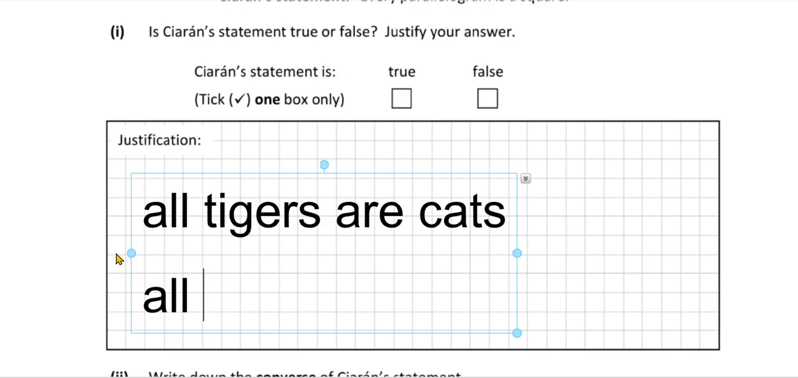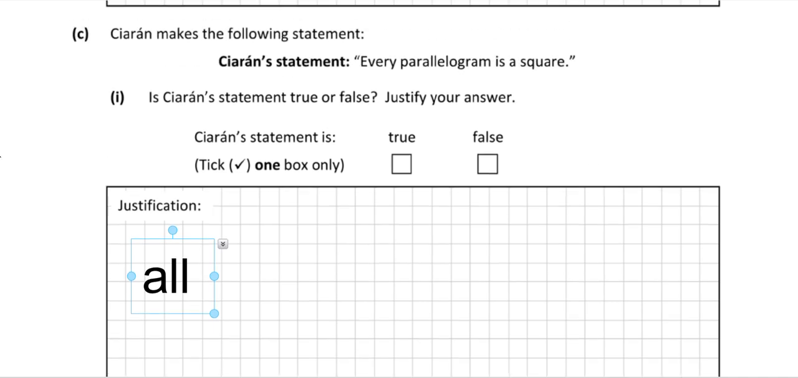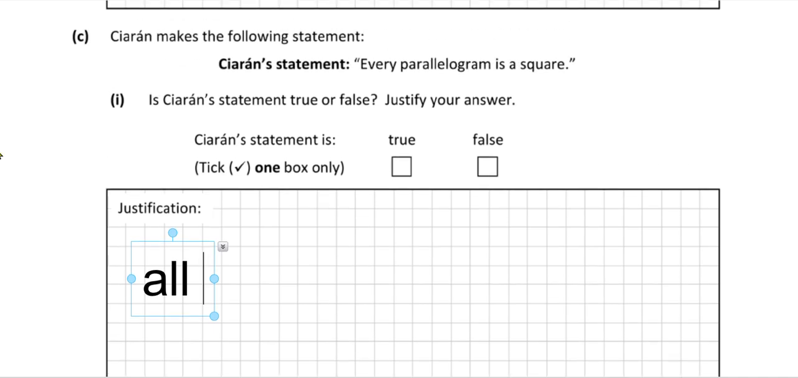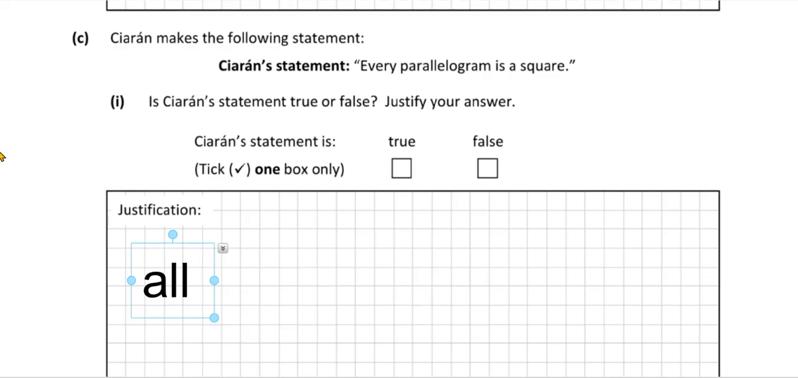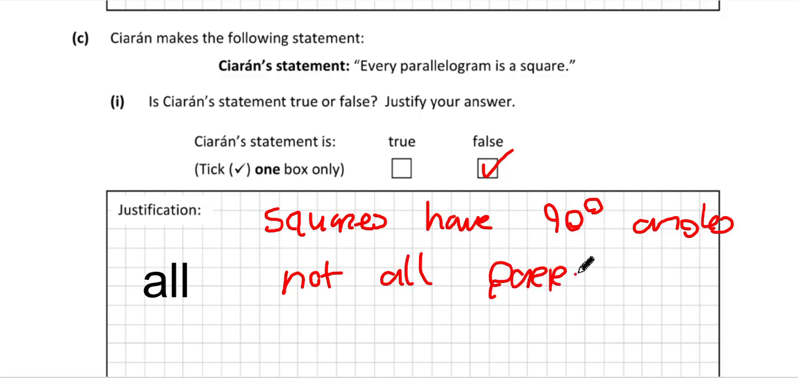So here's what I'm going to say now. What did he say? Every parallelogram is a square. Well, that's false, because squares have 90 degree angles. Not all parallelograms have. So you say not all parallelograms. I probably spelled parallelogram wrong. Not all parallelograms have all four sides the same length.